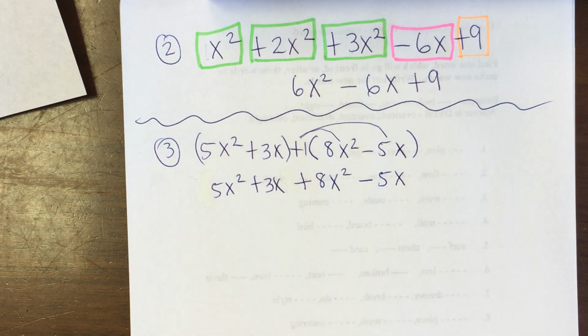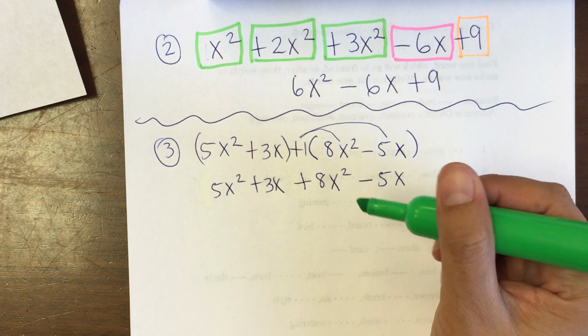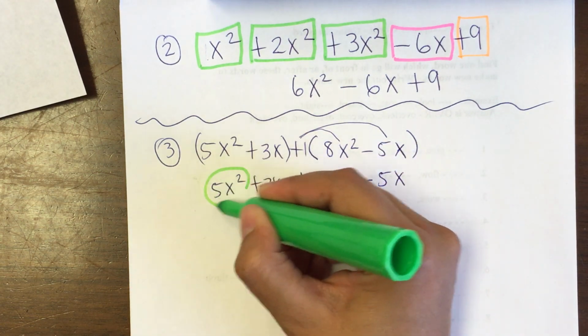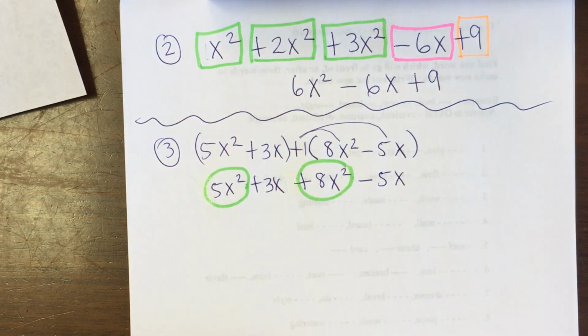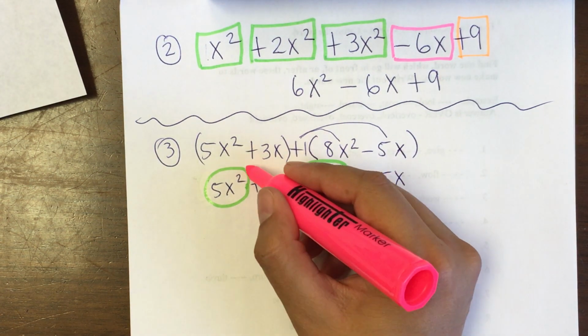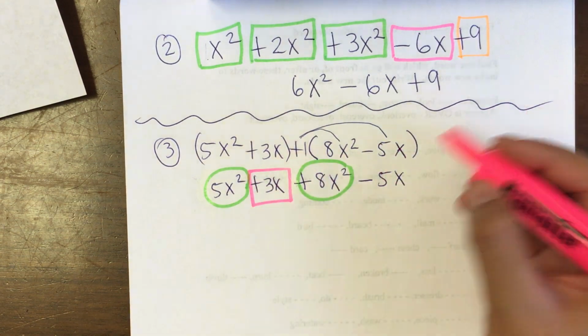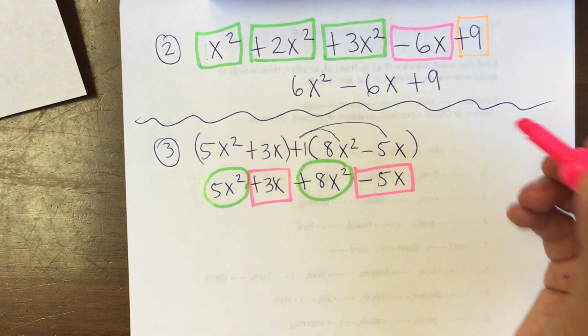And then we proceed to combine like terms. So we have the 5x squared in here, the 8x squared in there, and then we have 3x and a negative 5x.